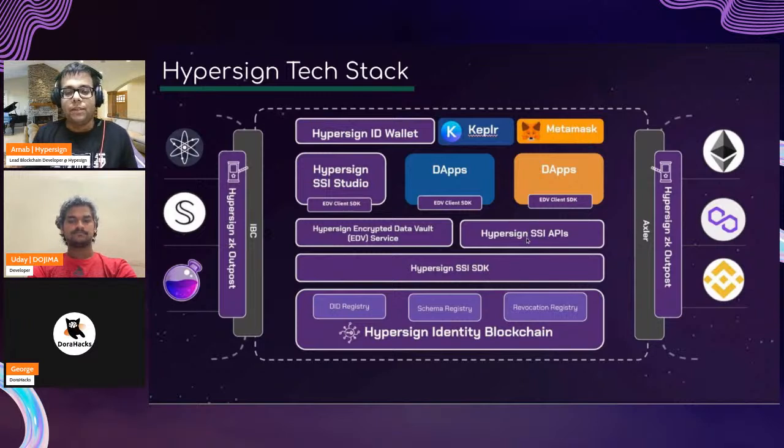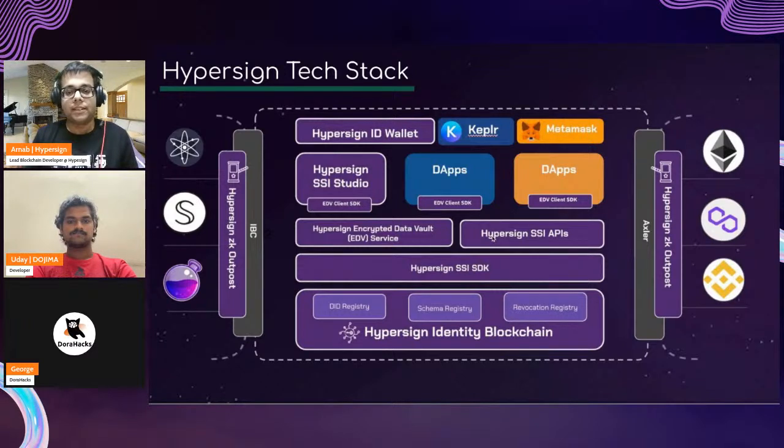Now, on top of it, we have Hypersign APIs. Hypersign APIs utilize the SDK and provide you all the necessary features which are provided by the Hypersign identity blockchain by default. The advantage of using SSI APIs is that you can essentially use them without needing to know any TypeScript or any special knowledge to actually consume these APIs.